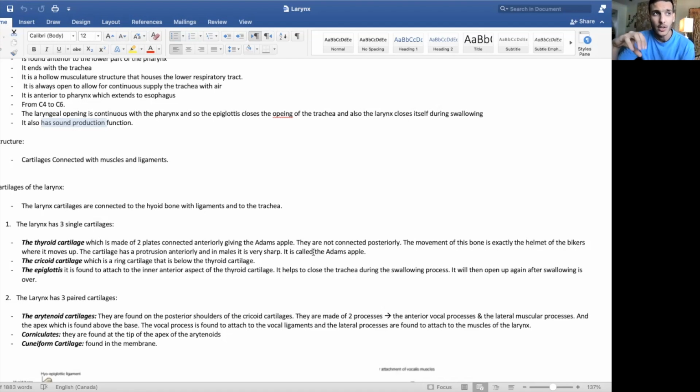So the thyroid cartilage, imagine there's a helmet of a biker, and then how that opening of the helmet on the anterior side allows for the view of your eye, that's how the thyroid cartilage moves. The cricoid cartilage is just a ring cartilage that is below the thyroid cartilage. And the epiglottis is found attached to the inner anterior aspect of the thyroid cartilage. It helps to close the trachea during the swallowing process. It will then open again after swallowing is over.